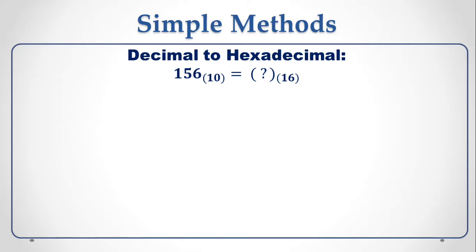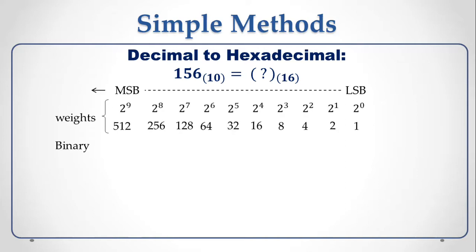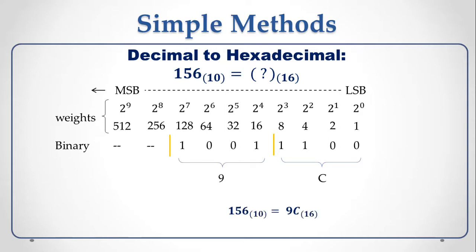Further, to represent decimal to hexadecimal conversion, following the same procedure as in the previous example, in this case we need to make groups of 4, which is 2 power 4, 16, the base of the hexadecimal. Starting with the least significant bit, the first 4 binaries would result in C, and the next 4 binaries would result in 9. Hence, 9C would be the converted value of 156.